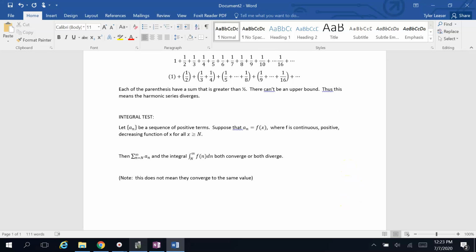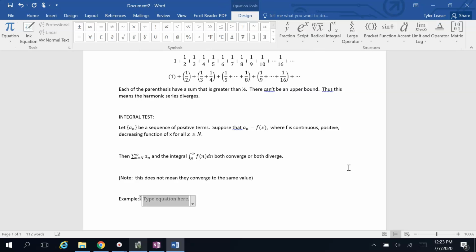Okay, I do have the proof for this, but I don't want to make a video for the proof. It's in the book. I would recommend that you look through that just because I think it is pretty interesting and pretty exciting. It's using Riemann rectangles to do it.